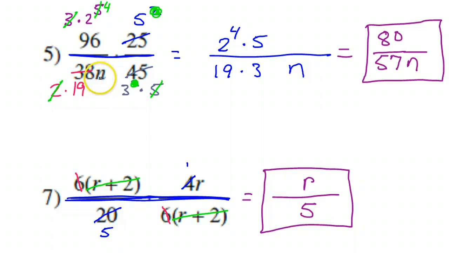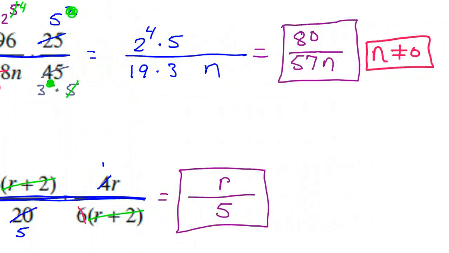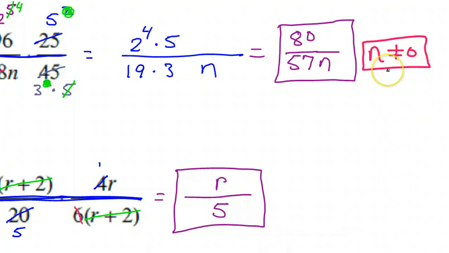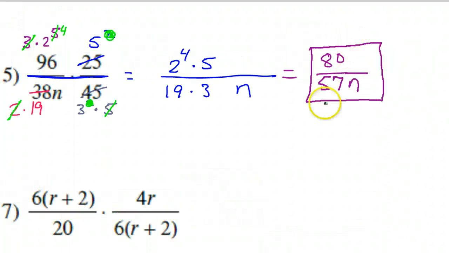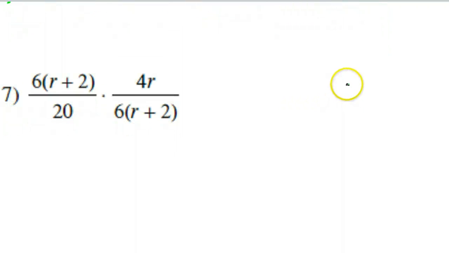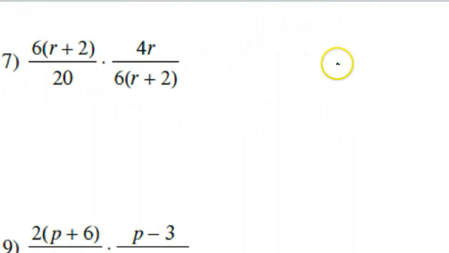Because you can't let the denominator at any point be 0. And if n was 0, that would make this denominator 0. So this is part of the answer. Okay, let's go ahead and do one more.